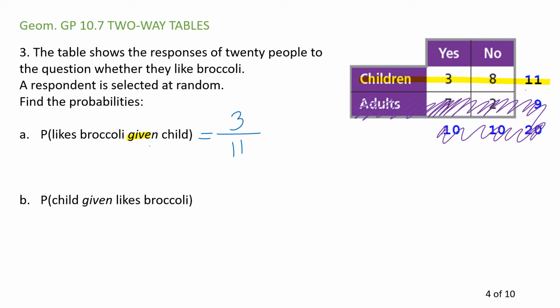So in my sample, 27% of children like broccoli. Among children, 27% of children like broccoli. That's not 27% of everybody. It's just 27% of children like broccoli.